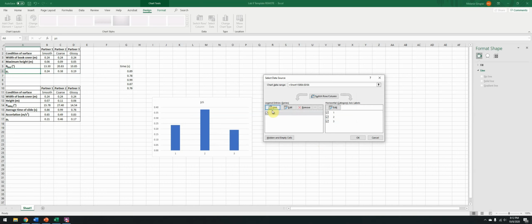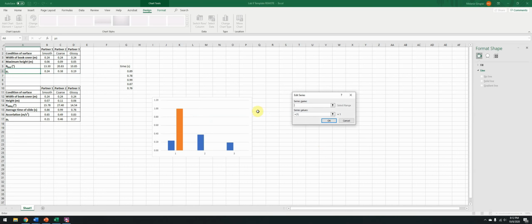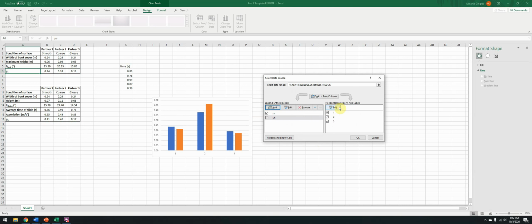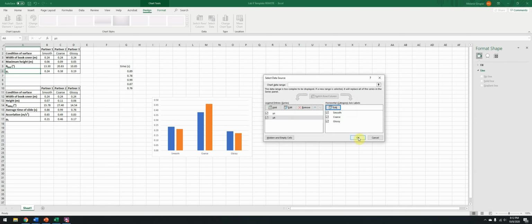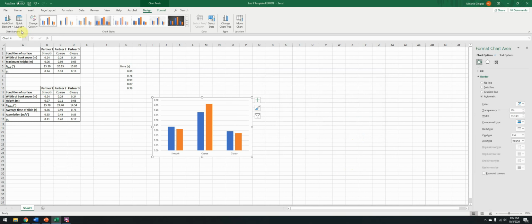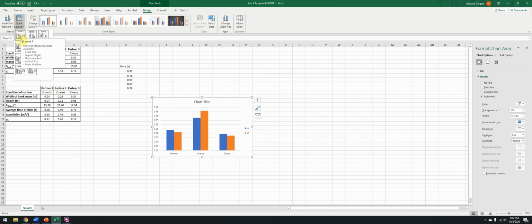All right, so now we're going to add a second series, and that's going to be mu k. So I'm just going to call this mu k. Then I'm going to highlight my mu k values and click OK. Now I'm going to edit my horizontal category and highlight smooth through glossy. Then click OK, and click OK again. Then I'm going to grab a quick layout. Just do layout number 1. And we'll call this coefficient of friction. There we go. All right, and that's it. Now we've got our bar graph.